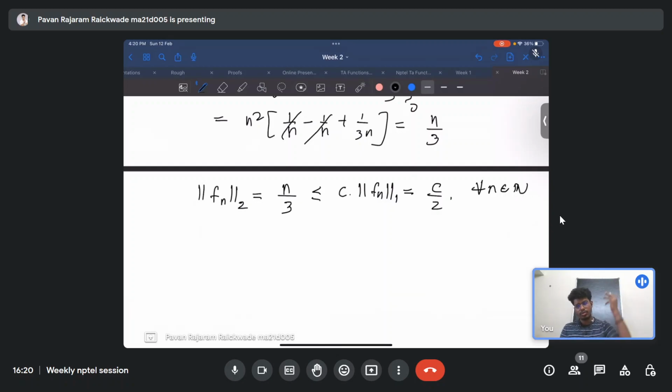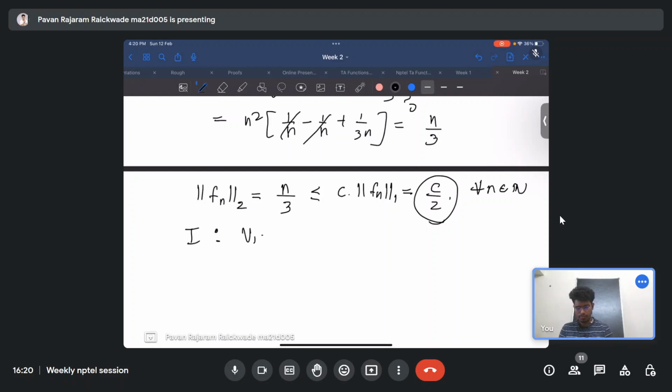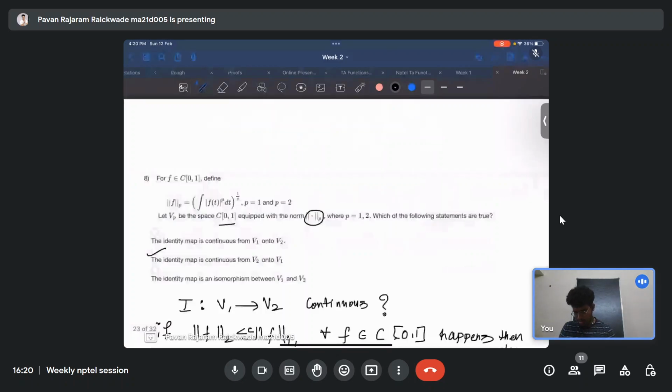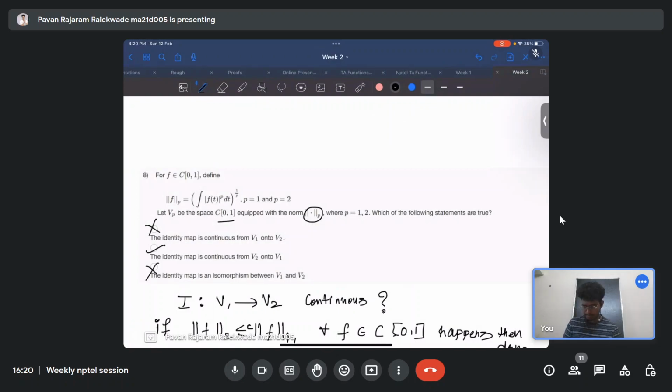I mean, natural numbers go to infinity. They cannot be bounded by one fixed number, right? So we got a contradiction here. So this cannot happen. The identity mapping from V1 to V2 can't be continuous. I mean, it is not continuous actually. Since only the one-sided mapping is continuous and not the other side, the identity mapping is not an isomorphism there. This gives you the answer to question number 8, option 1 and option 3 also.